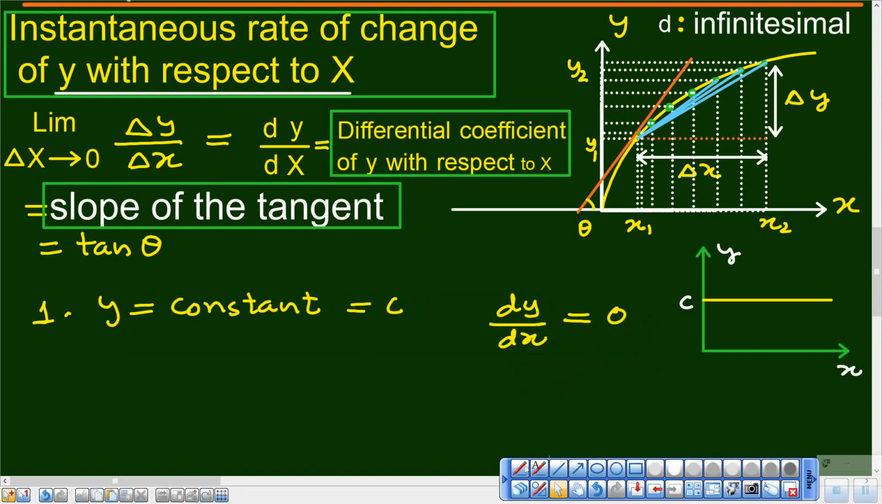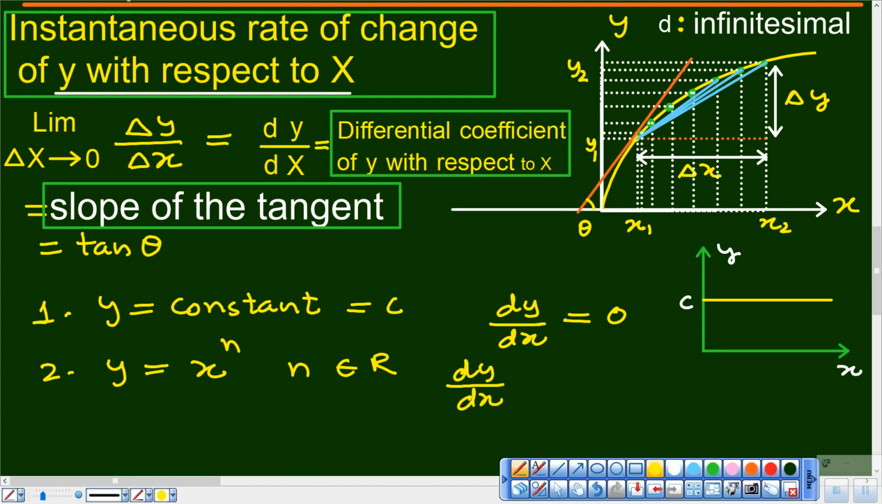One more that I can tell you here is that if y is equal to x raised to the power n, where n may belong not only to natural numbers, but n may belong to real numbers. It could be a decimal number or anything like that. Then dy by dx is equal to n x raised to the power n minus 1. That is, the power comes in front of it, gets multiplied, and the power is reduced by 1.